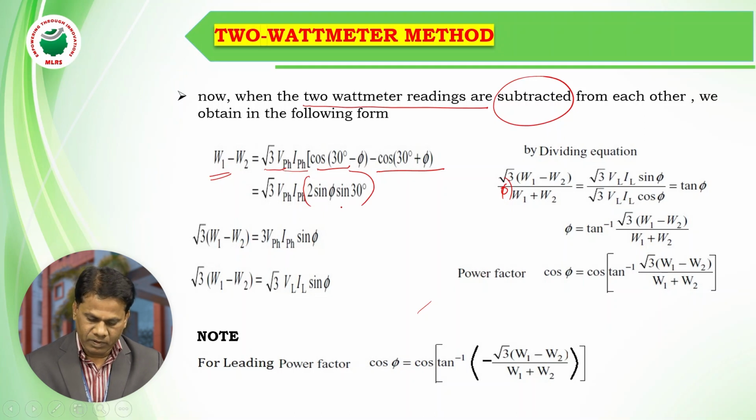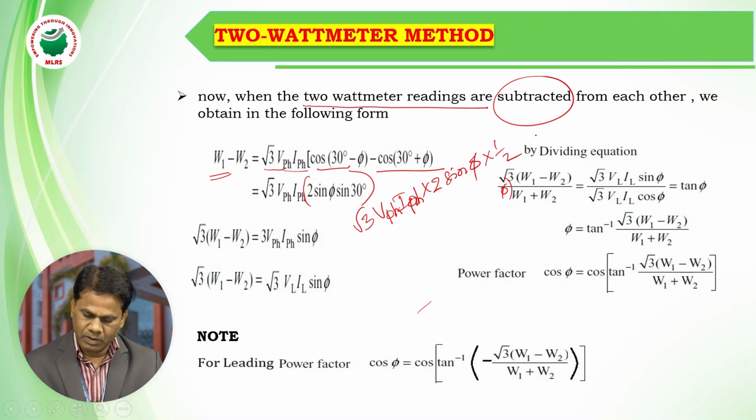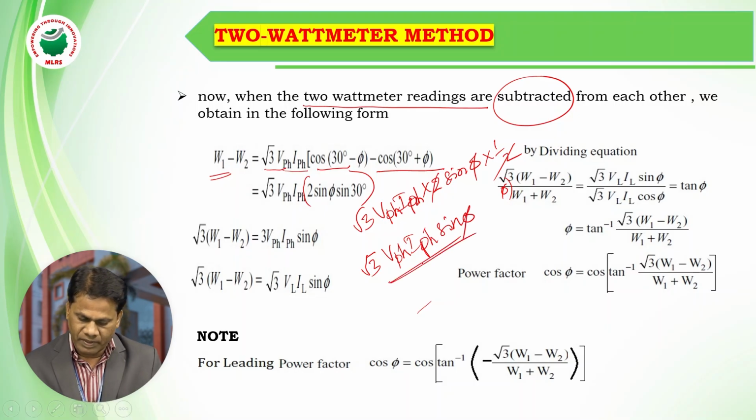So by writing this one, we are getting root 3 times V phase I phase and 2 times sin phi. Where sin 30 is nothing but 1 by 2, so this 2 and this 2 are cancelled. Finally we are getting root 3 V phase I phase sin phi. So this is the final equation.